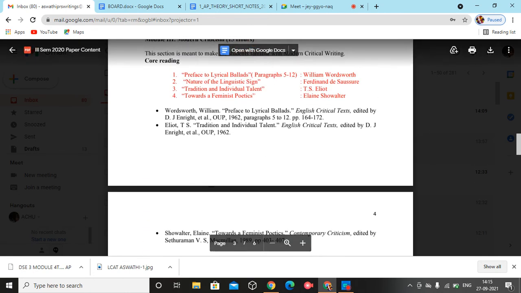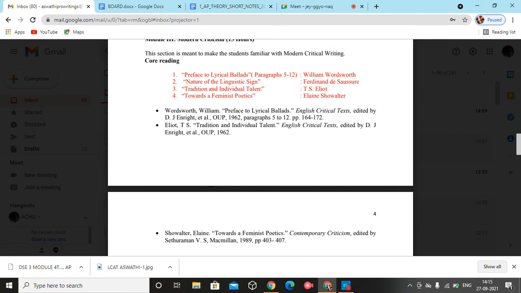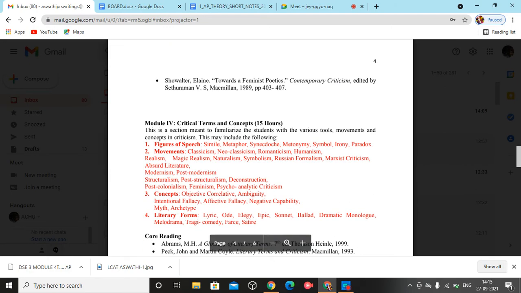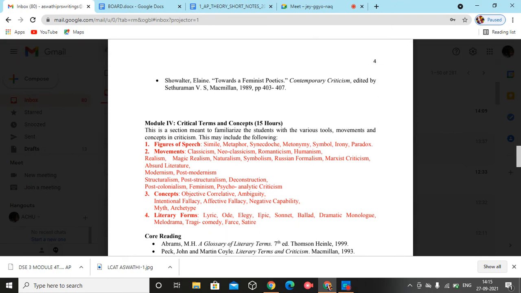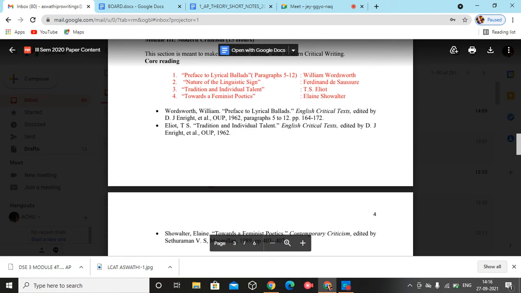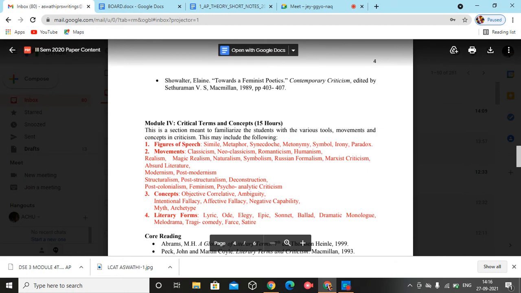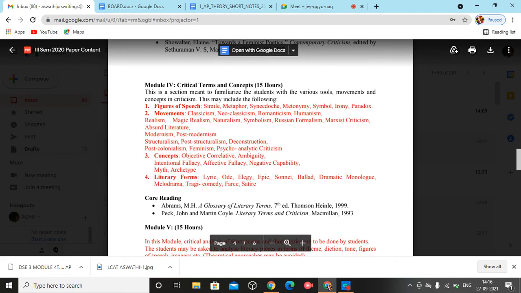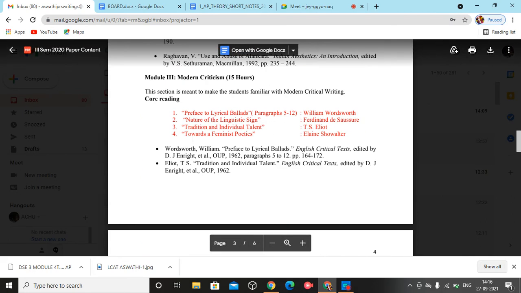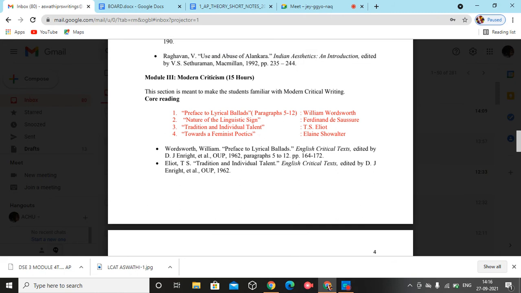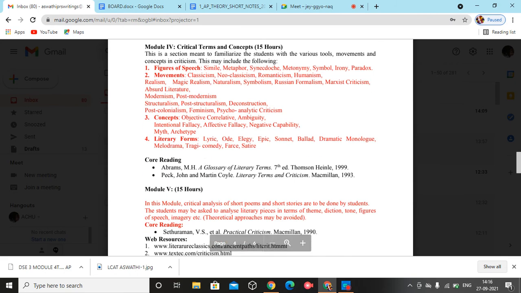If you take Eliot's Tradition and the Individual Talent, you can draw many schools together. In the case of Eliot, it's modernism. Most often he's related with modernism, but many other schools as well you can connect when you discuss this essay. After all, he's a modernist, but you can see postmodernist elements as well. You just have to see how I'm connecting back from this module to the other. Then Elaine Showalter with her essay Towards a Feminist Poetics obviously connects back to feminism.